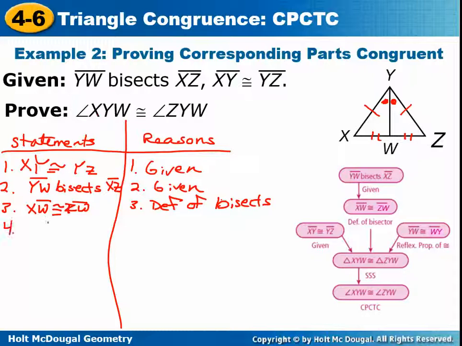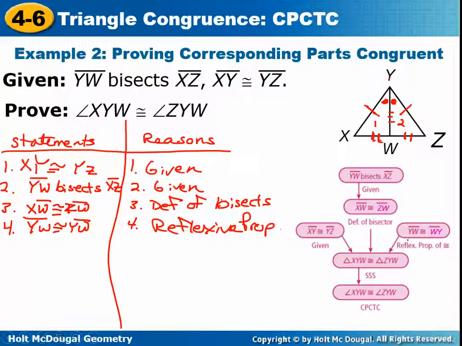Okay. So now what do I have? I have this segment and this segment are congruent. I've got this segment and this segment are congruent. If I could have one more segment congruent, I would have that the two triangles, triangle 1 and triangle 2, were enough to be congruent to each other. What about YW and YW? They're the shared side. They're congruent because it's the same thing, and we call that the reflexive property. One side is congruent to itself.